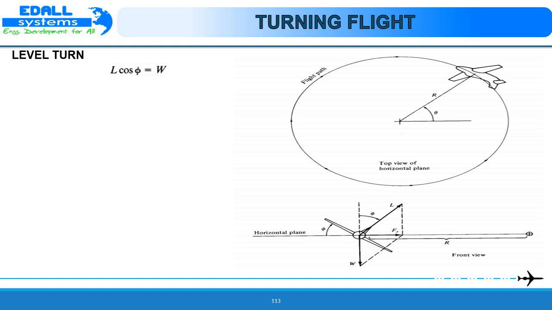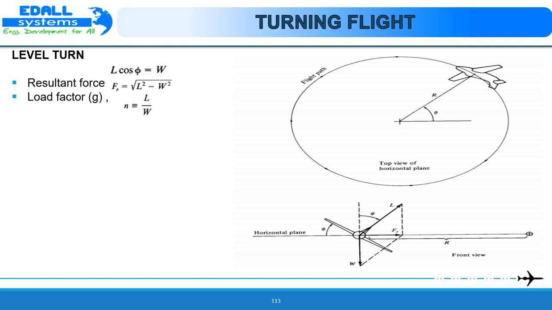However, the resultant of L and W leads to a resultant force Fr which acts in the horizontal plane. This resultant force is perpendicular to the flight path, causing the aeroplane to turn in a circular path with a radius of curvature equal to r. From the force diagram, the magnitude of the resultant force Fr is equal to root of L square minus W square. A new term called the load factor is defined here, which is n is equal to L by W.